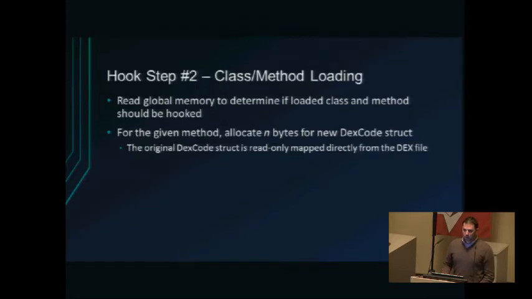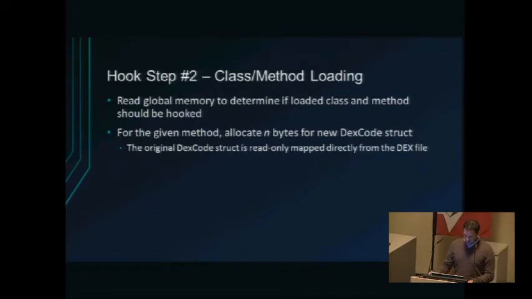The DEX file is all your compiled application code. It's going to take that whole structure, or that whole file, map it into memory, and set up all these pointers in that file. One of the pointers is going to be a DEX code pointer, and that's the code segment for our particular method. We're going to take that structure, however many bytes that is, and allocate that many bytes plus n, where n is the amount of instructions that we want to add to our new code.